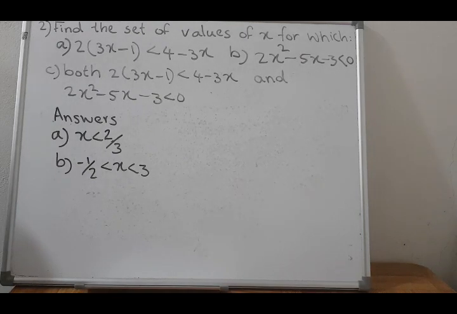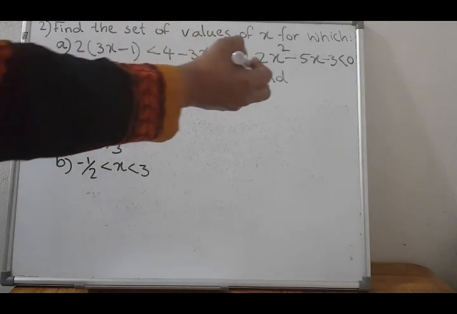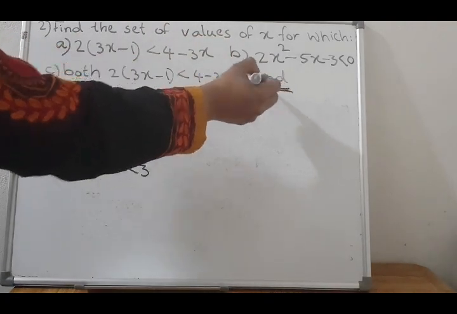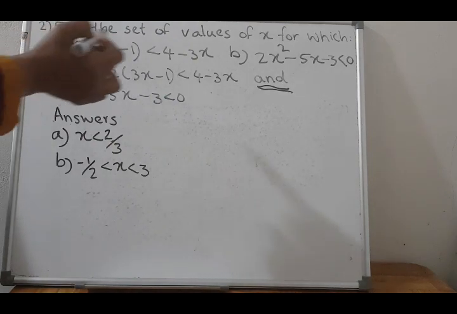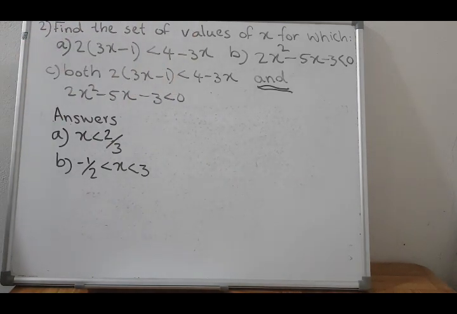Now we have to solve the C part. We have to find the set of values of x for which both 2 times 3x minus 1 less than 4 minus 3x and 2x square minus 5x minus 3 less than 0. You see this part? And means both of them should be true. Both A part and B part should be true for the C part to be true. So we need the answers for A part and B part.